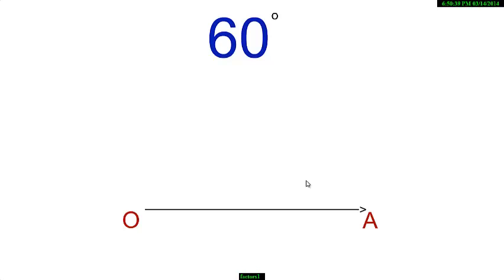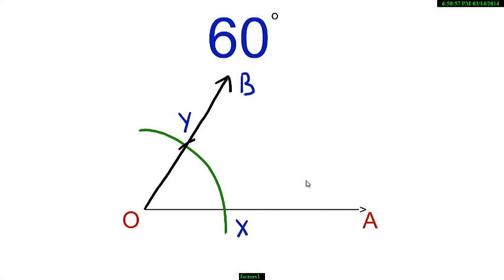Now, with O as center and a suitable radius, cut an arc to meet OA at X. With X as center and the same radius, cut the previous arc at Y. Join OY and extend to B. Use your standard angle of 120 degrees to measure the angle AOB. Is angle AOB equal to 60 degrees?